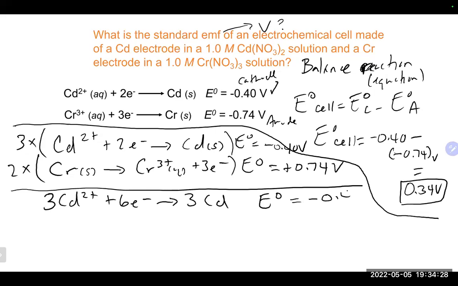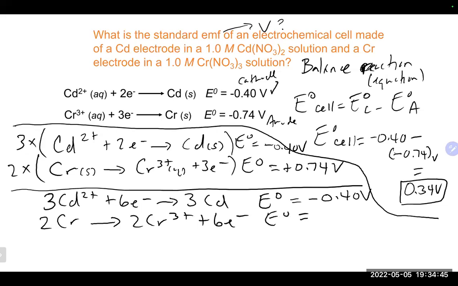It does not, actually. It stays the same. So that would be minus 0.4. Multiplying this by, I guess I do have my electrons there. We should have our 2Cr goes to our 2Cr3+ plus our 6 electrons.